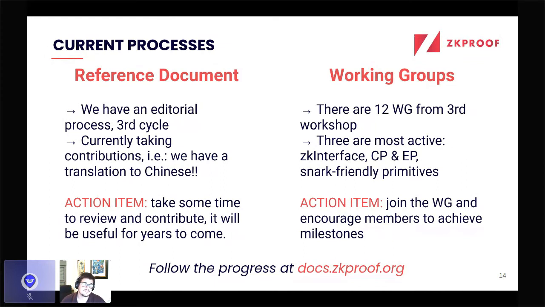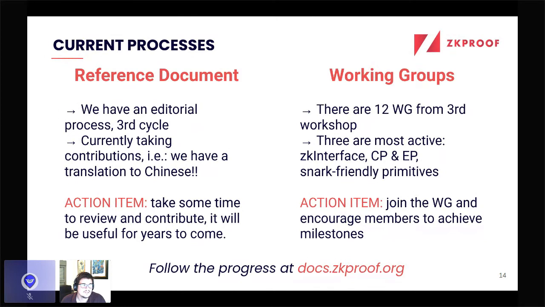So first, the working groups derive from submissions to the annual workshops. The working groups that exist today really come from the third workshop. There are 12 of them. I can't talk about every one of them, but the three that are most active are ZK Interface, Commit and Prove, and Encrypt and Prove, and Snark-friendly primitives. So I'll talk about the three of them.